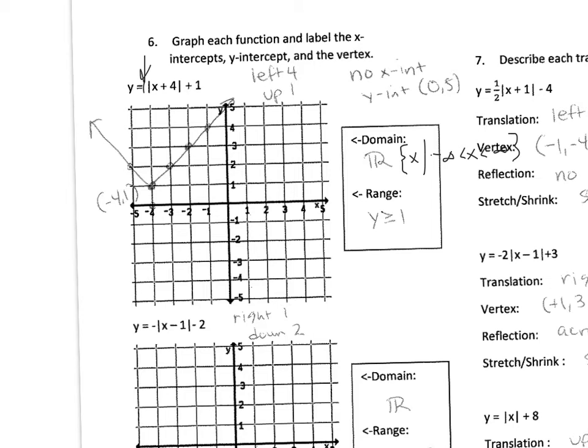And then the range is, what are all the y values that we can have? Well, there's nothing down here that's in our function, and our function doesn't start on the y-axis until 1, and it includes 1. So this is inequality notation. I could also write it in interval notation. So this is 1 to infinity. I could also write it in set notation, y such that y is greater than or equal to 1.